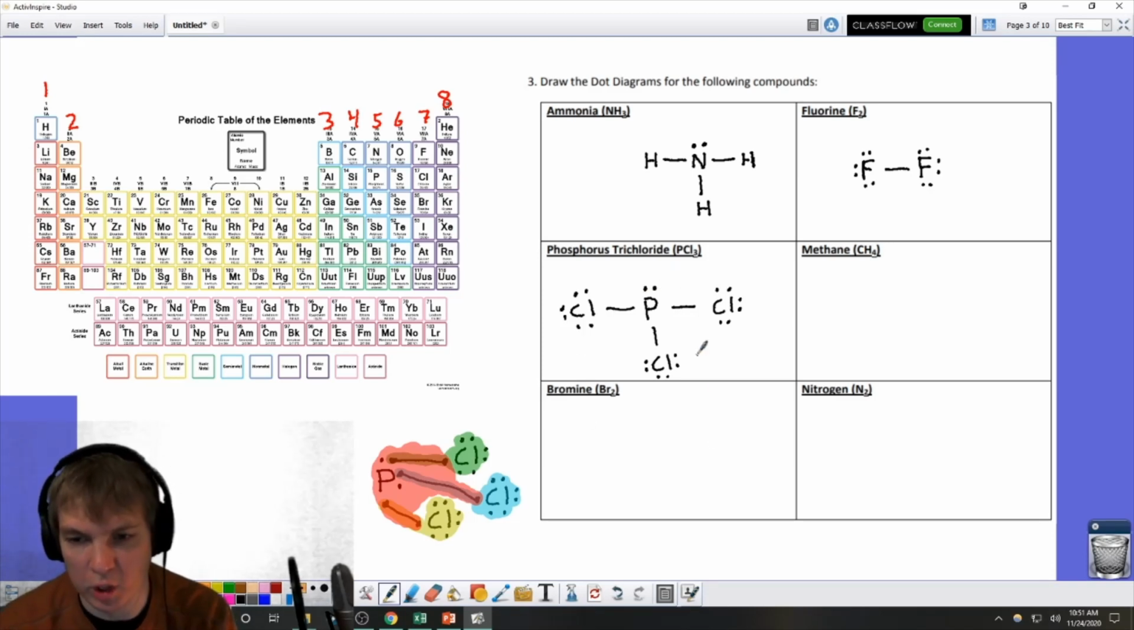So you can see just how much cleaner that looks versus this model right here. I'm going to go ahead and erase this so we can just focus on the next problem.